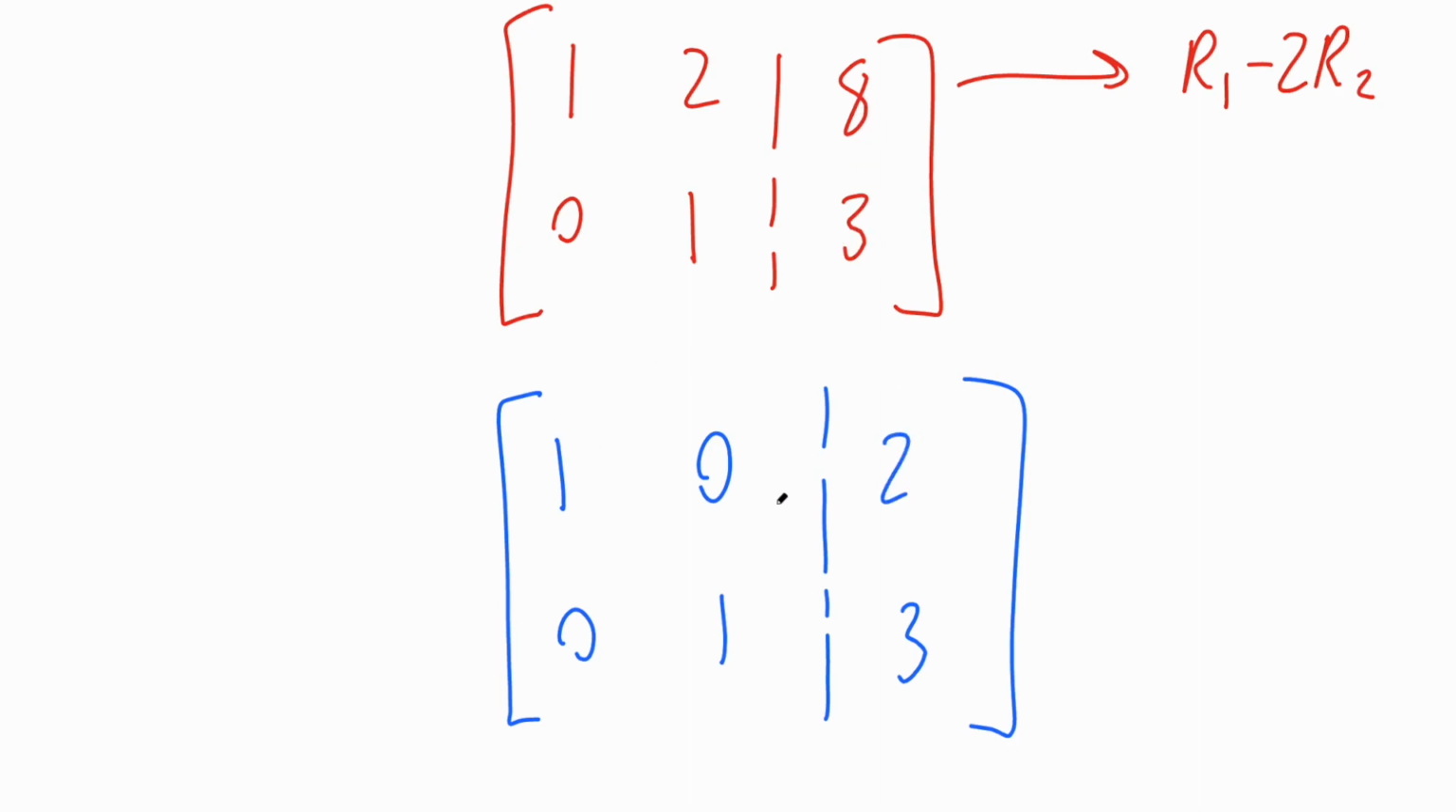And once we have it in this form, we're done. We know that x is equal to 2, and y is equal to 3. And that's all we need to do.